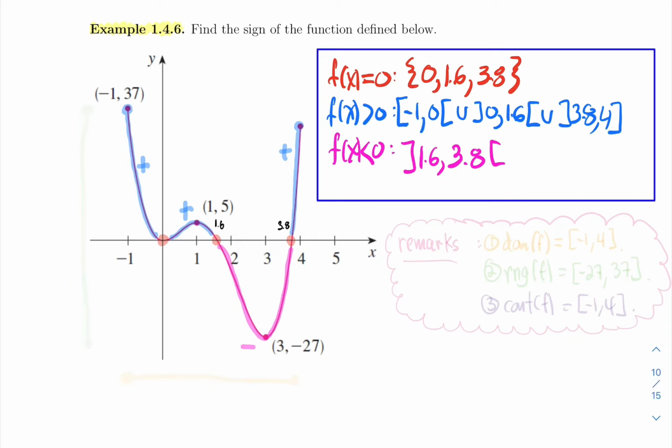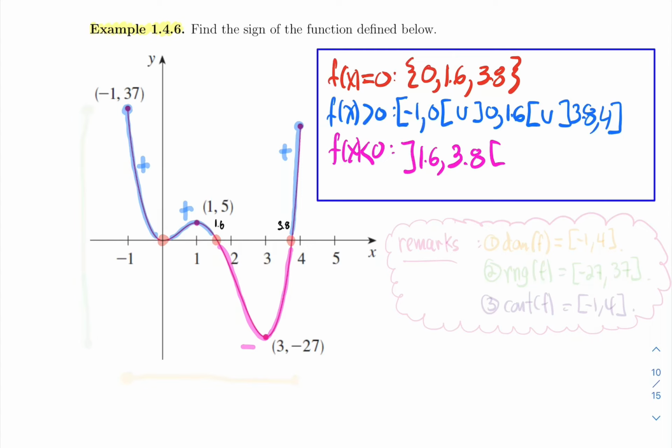So since we're there, might as well do it because this is how it's going to be done on the test. But if you are looking at the domain of this function, clearly this function is defined between -1 and 4. So the domain is going to be between -1 and 4. The range, the lowest possible value is -27.